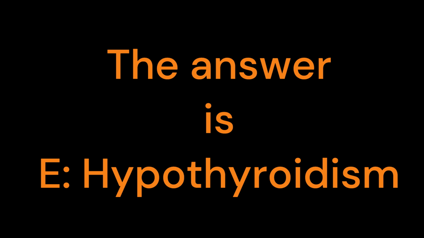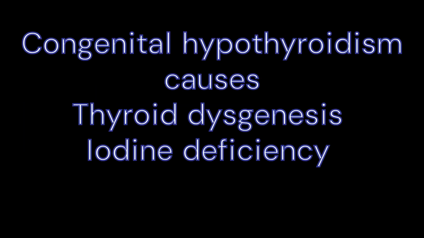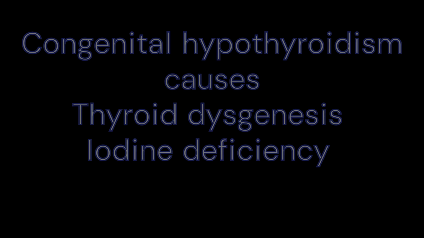Congratulations if your answer is E, which is hypothyroidism. This question is designed with the focus to assess your ability to make a diagnosis. Congenital hypothyroidism is one of the most common causes of preventable intellectual disability. Most cases are due to thyroid dysgenesis, which can be agenesis, hypoplasia, or ectopy, and iodine deficiency is a common cause in areas endemic for iodine deficiency, such as Europe.